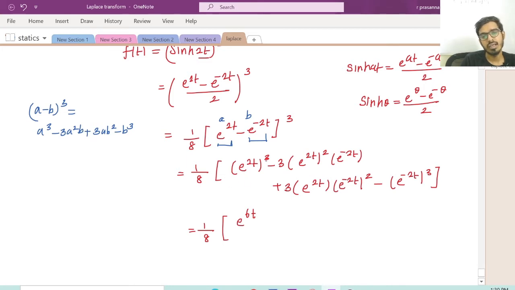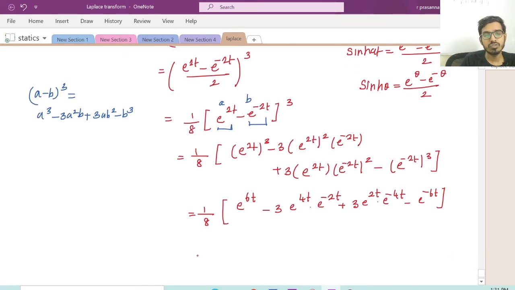So e power 6t minus 3 times, this is the same as e power 4t into e power minus 2t, plus 3 times e power 2t into e power minus 4t, minus e power minus 6t, right? I just multiplied minus 2t into 3, and then I multiplied this 2 with this. Now I will simplify this to some more extent.